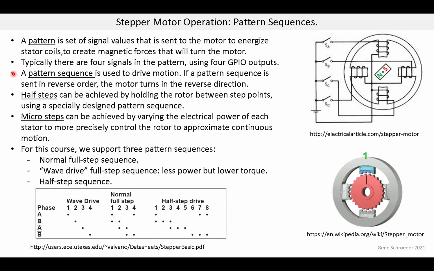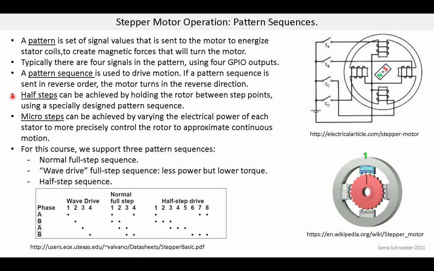The table below, near the bottom of this slide, shows these pattern sequences, and we'll talk about that in just a moment. But for now, I just want to point out that there are 4 or 8 patterns in each sequence. So you just keep sending the sequence over and over again to rotate the motor. So going back to my ladder analogy, these pattern sequences are like how you move your hands and feet to climb a ladder. And if a pattern sequence is sent in reverse order, the motor turns in the reverse direction. Again, it's a little bit like a ladder.